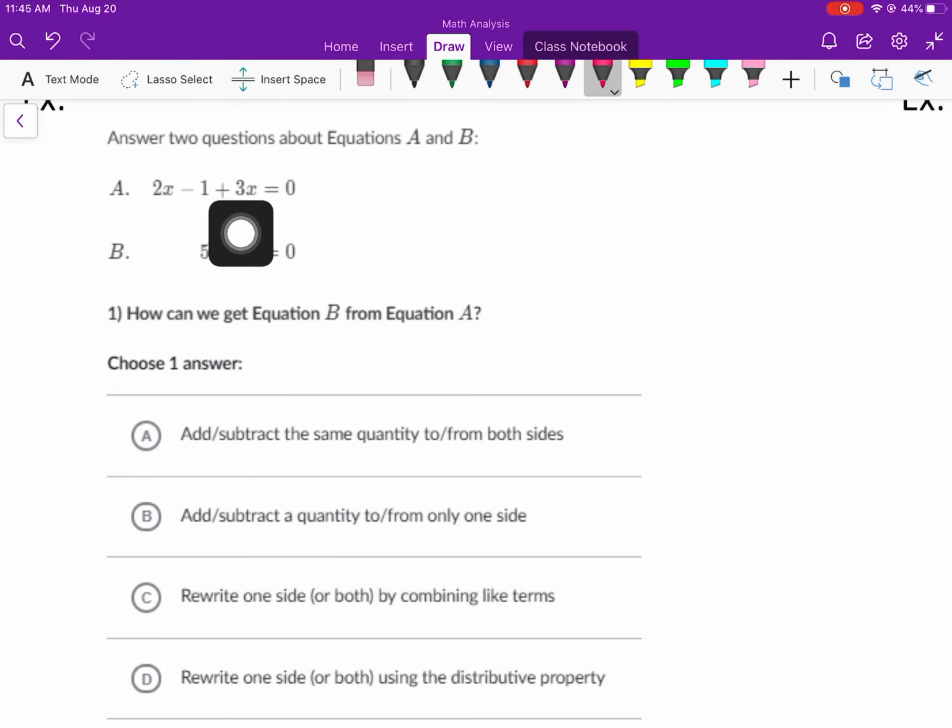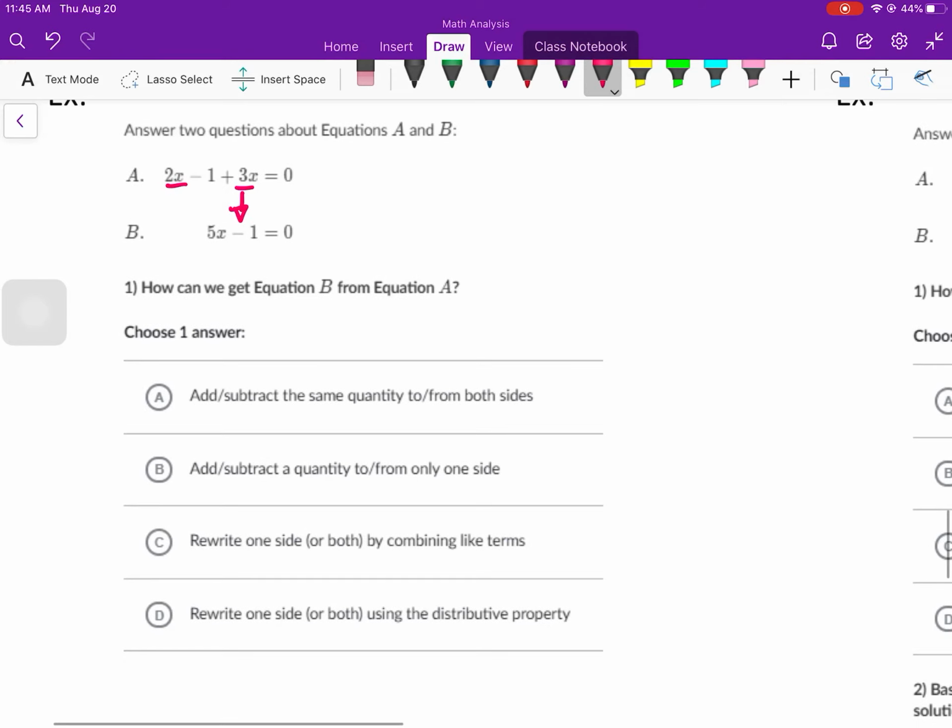So 2x minus 1 plus 3x equals 0. To go from this step down to here, what did they do? It looks like they combined like terms. Combining like terms is not changing anything on that side as far as the values are concerned. If you combine the 2x and the 3x, you don't need to do something to the other side as well. You didn't add anything to the side. You didn't take anything away from the side. You just simplified that side. That's not going to change the quantity or anything.